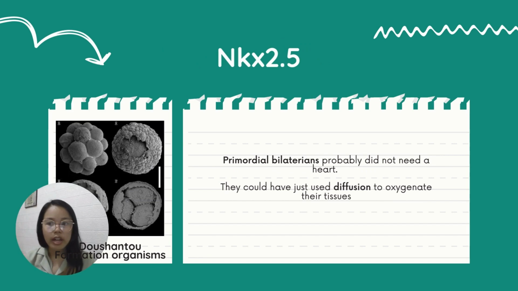As mentioned earlier, Hox genes must have appeared in the common ancestor of all bilaterians. This includes the NKX 2.5 gene, which is involved in the development of the heart. However, assuming that primordial bilaterians were as small as the organisms found in the Doushantuo formation, they probably did not need a heart to keep their tissues oxygenated, since they should have been able to rely on diffusion.